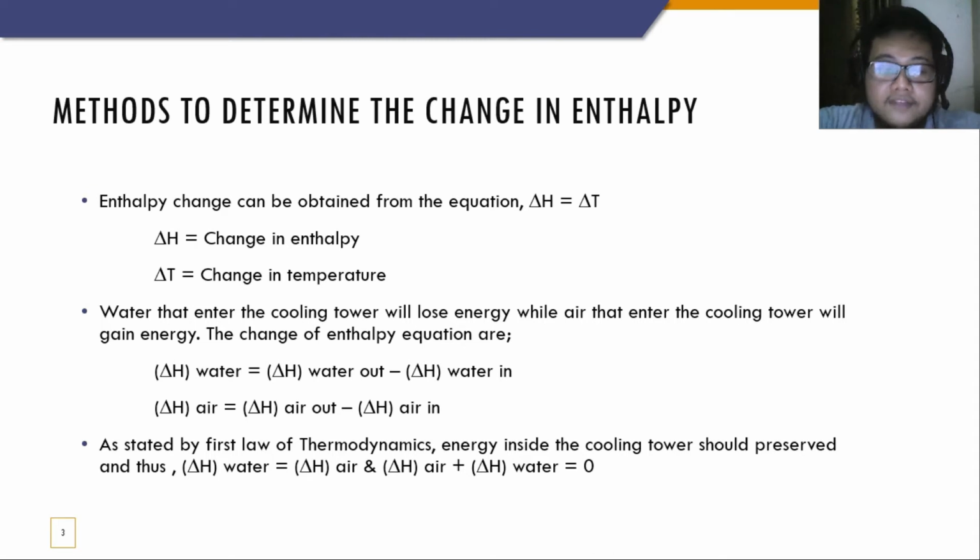As stated by the first law of thermodynamics, energy inside the cooling tower should be preserved, and thus delta H water equal to delta H air, and delta H air plus delta H water equal to 0. It becomes 0 because water loses energy, thus it becomes negative, and air gains energy, thus it becomes positive. And since they are equal in energy, the sum of them becomes 0.